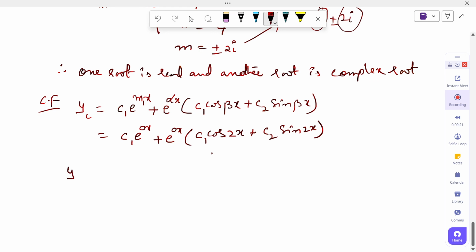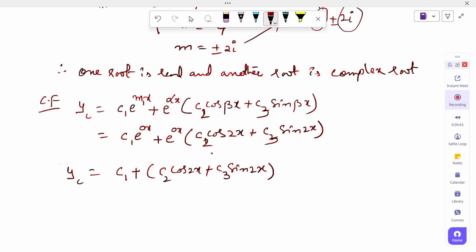So the complementary function CF is equal to c1 plus, since e to the power of 0 is equal to 0, this has to be c2 cos 2x plus c3 sine 2x. So the first half is completed.